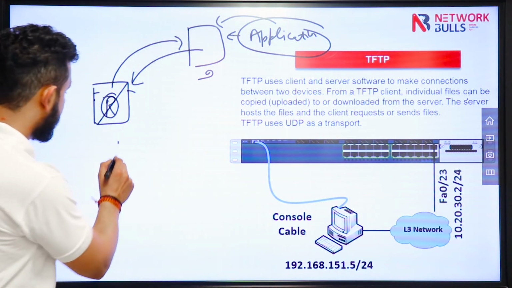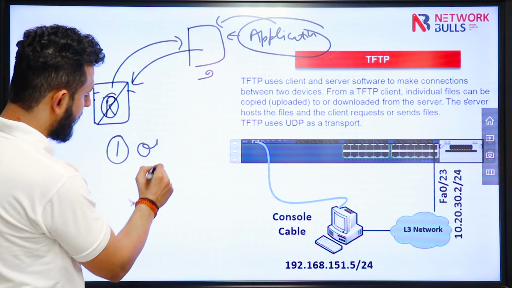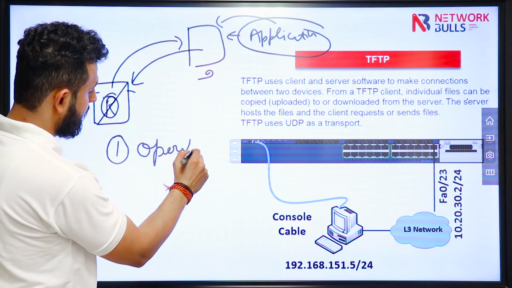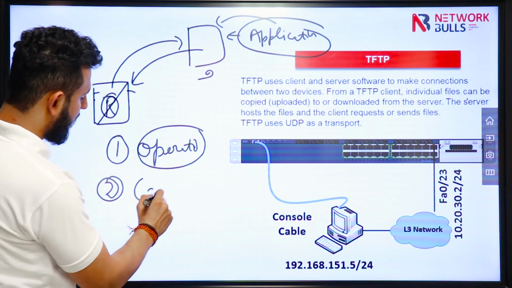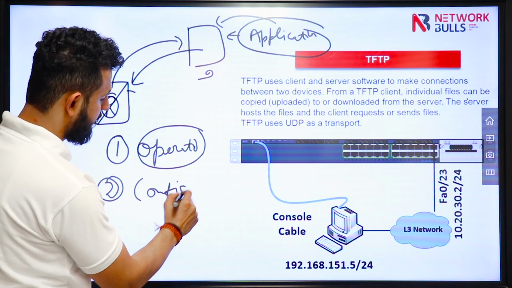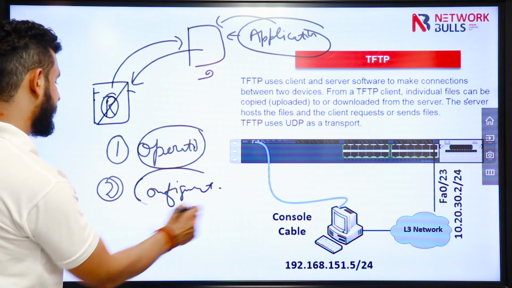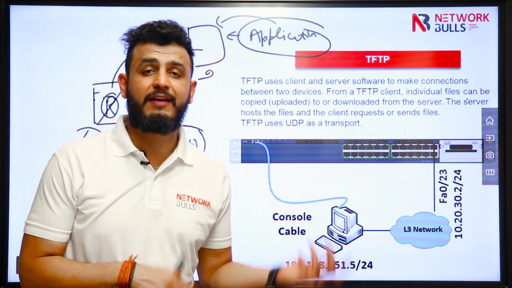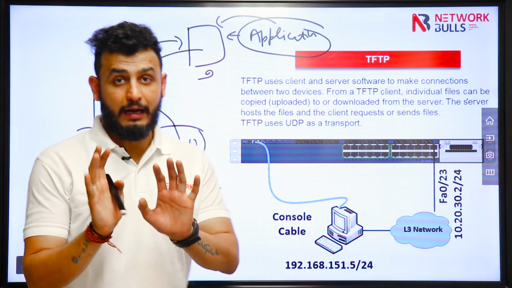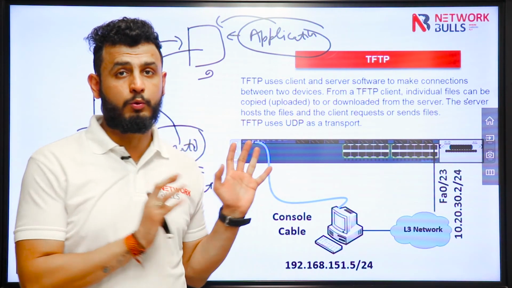So first is we can back up the operating system with the help of TFTP. Second, we can also back up configurations that are present on the devices. So these are the things which we can do easily with the help of TFTP. That is how we are using TFTP in networking.